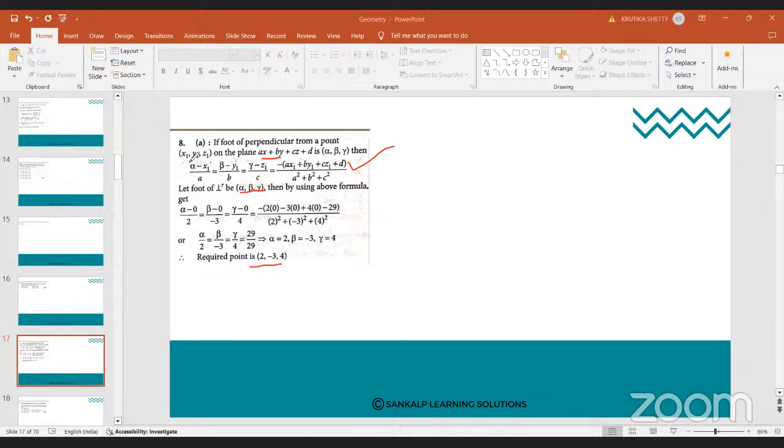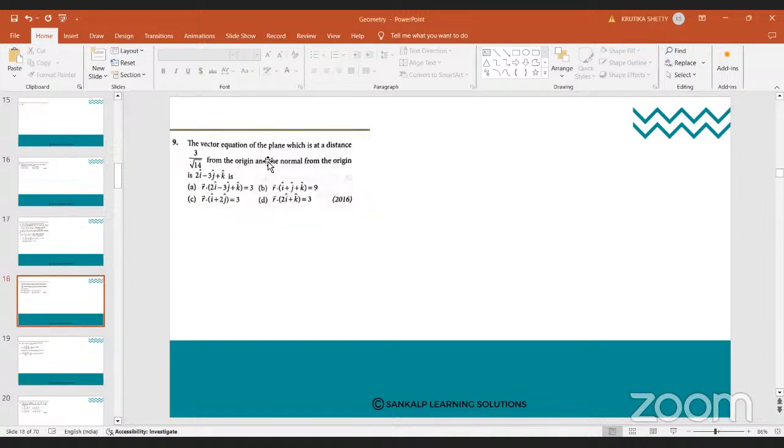So you need to remember this formula. The formula is (alpha minus x1) upon a, (beta minus y1) upon b, and (gamma minus z1) upon c is equal to minus the equation of the plane at the point divided by the sum of squares of the coefficients, that is a square plus b square plus c square. So you need to substitute and simplify. Next, question number 9.